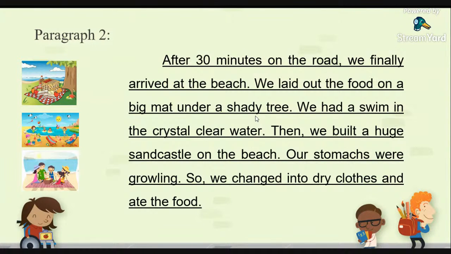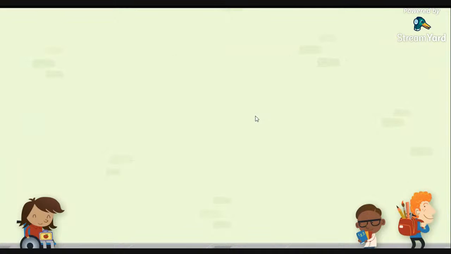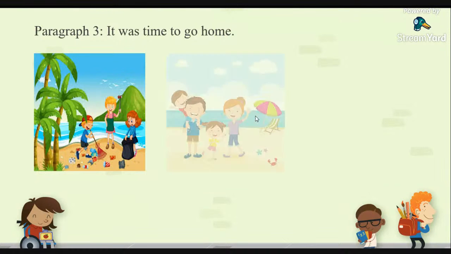So here you are. You already have paragraph number 2. Let's move on to the third paragraph. Usually the third paragraph is an anti-climax. So this is the conclusion, the closure for your story. It was time to go home. So here we only have 2 pictures, but these 2 pictures are very important.